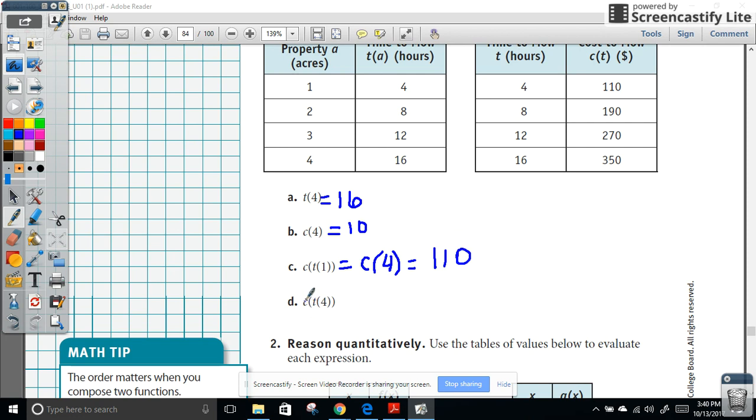What is this one down here saying? We're going to figure out how much time it takes to mow 4 acres. So the time to mow 4 acres is 16. Now they want us to figure out the cost of that time to mow 4 acres. So the cost of 16 hours is going to be $350.